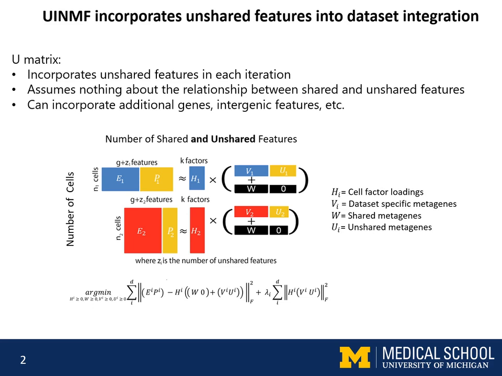The matrix decomposition functions such that the Hi matrices are the cell factor loadings, the Vi matrices are the dataset-specific metagenes, the W matrices are the shared metagenes between the datasets, and the Ui represent the unshared metagenes.